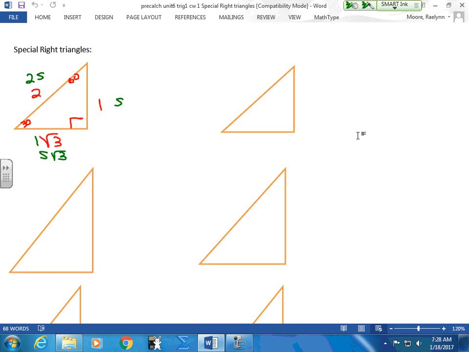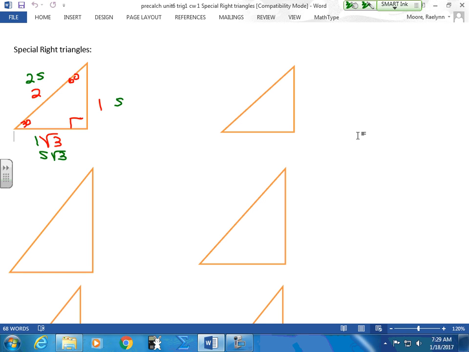You guys remember your unit circle? A unit circle is just that, 1 unit. A radius is 1 unit. So therefore, this hypotenuse would act like your radius, which has to be 1.